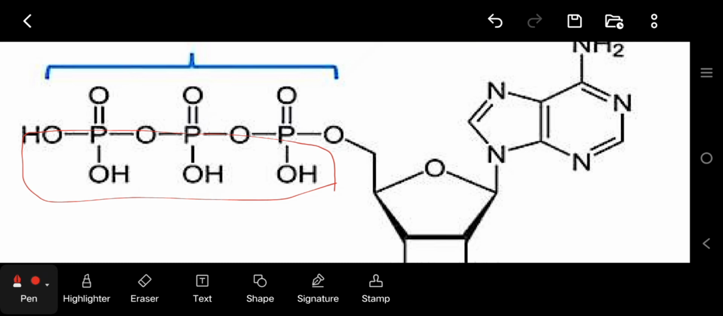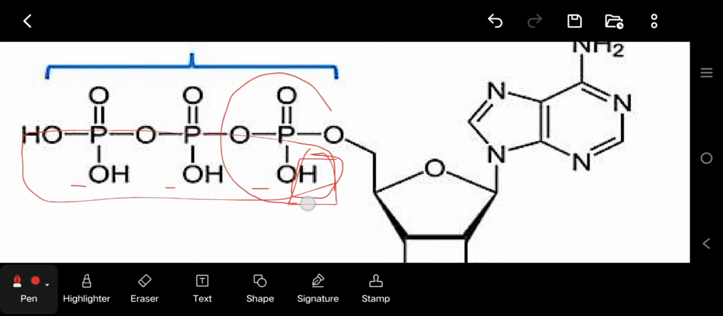In this diagram, you can see that hydrogens are added to the oxygen, but in the cell these hydrogens are not added to this molecule, and this oxygen has a negative charge. So due to this negative charge, this ATP molecule is very unstable, and it is also a reason for the high energy that is released when a phosphate group is removed from this ATP.